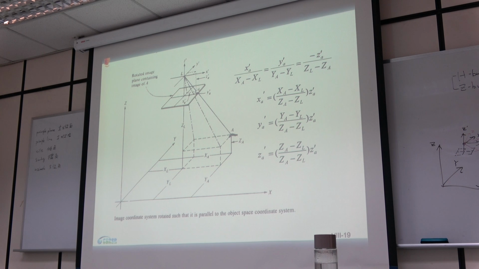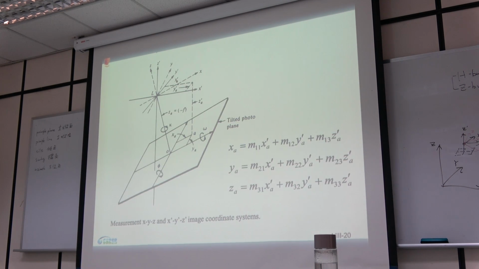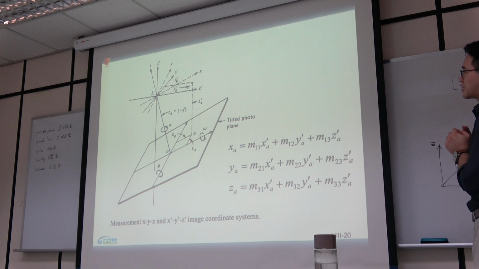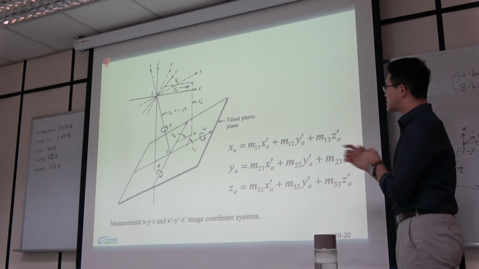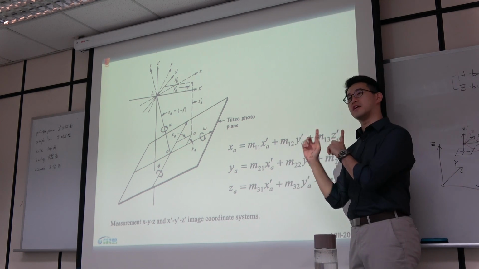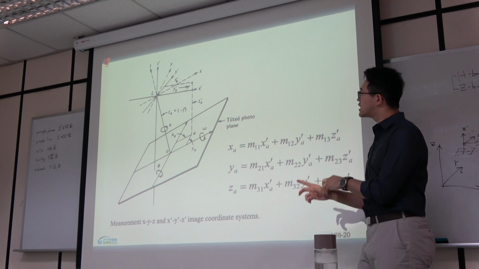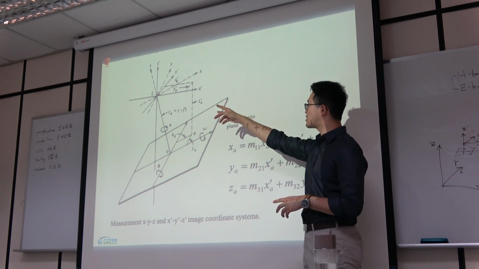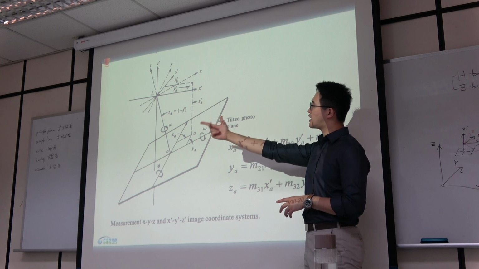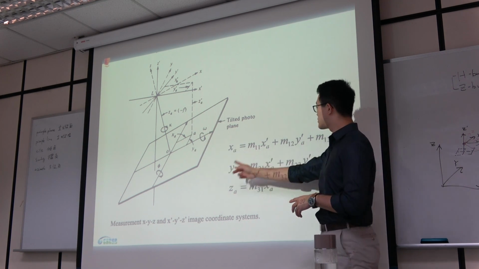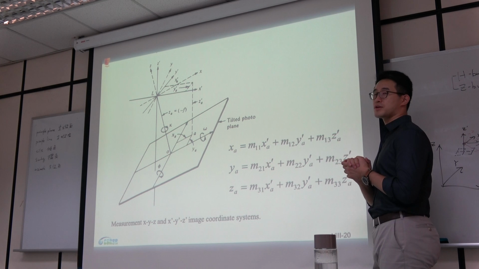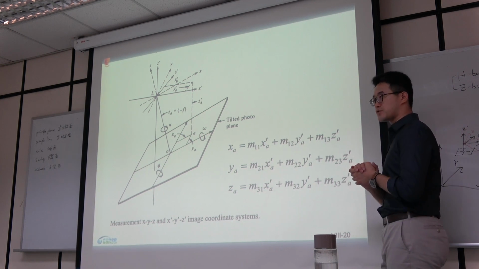Good. Then eventually we still need to touch the tilt photo. Originally we have the vertical photo, and right now we are going to tilt it to the tilt photo coordinate system. So in this case, this is what we have derived earlier: the rotation matrix to represent the transformation between the x plot, y plot, and z plot, and the x, y, z. Okay, should be fine.